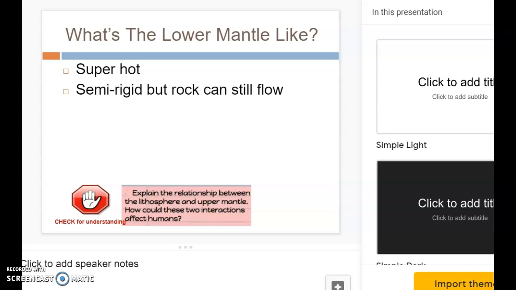It's pretty fun. So at this point, we're going to check for understanding again. Students should be able to explain the relationship between the lithosphere and the upper mantle. And how could these two interactions affect humans? How could they affect us? So I want you to pause the video and answer that question in the speaker notes or on the side in the text box.